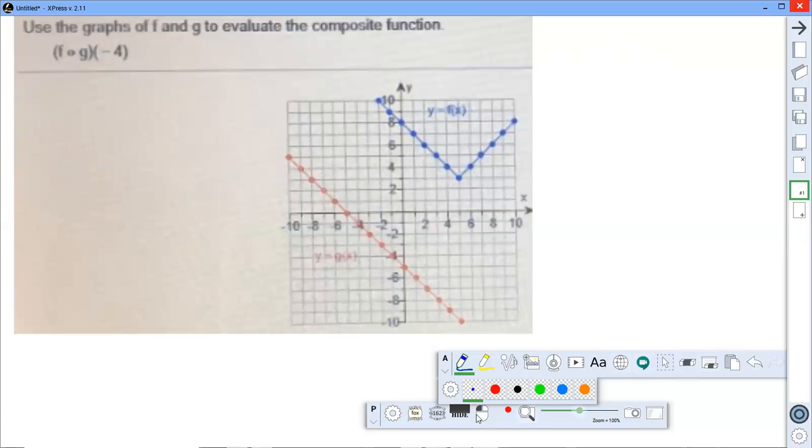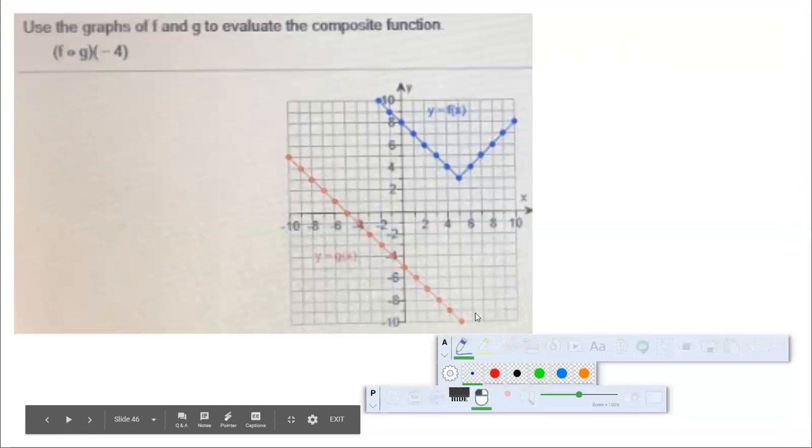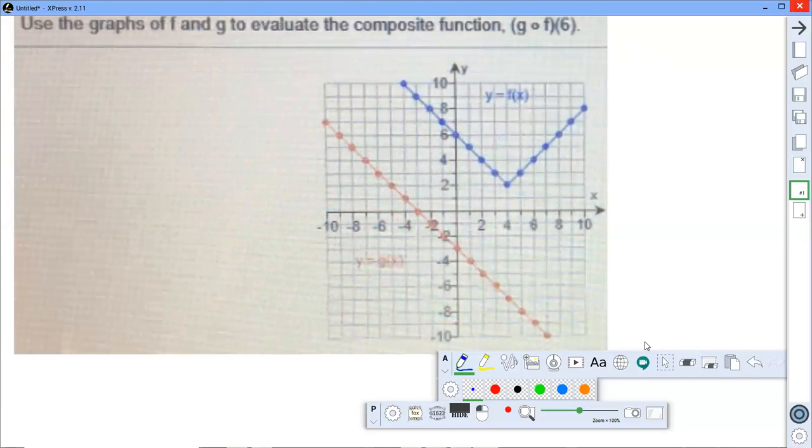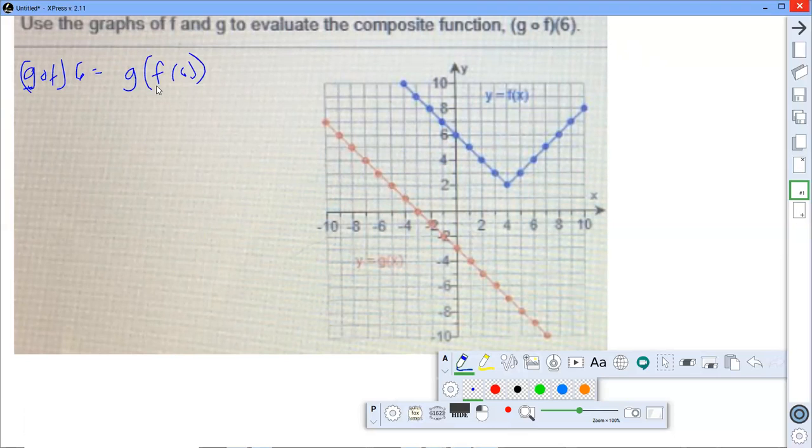Let me see the other one. All right, let's look at this. We need g of f of 6. Of course your outside function is g, and then f of 6. So just look for f of 6 and then substitute that into your g.